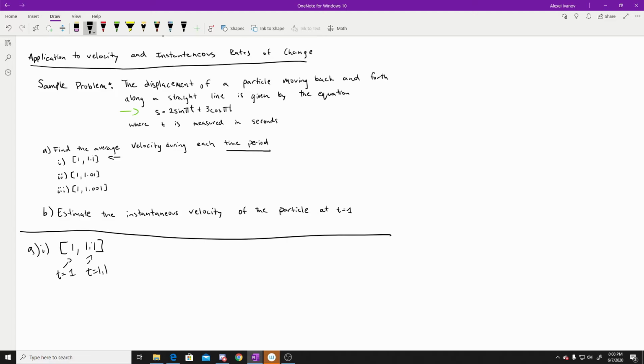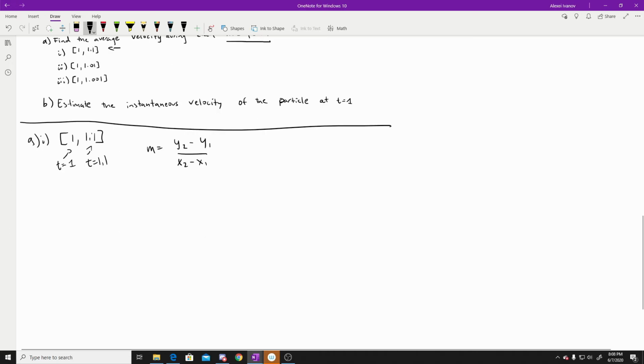So if we go back to the beginning of the lesson, we know that to find the slope between two coordinates, we can use this formula right here. And we can use this formula and apply it to solve this problem, except the only thing that will change is the function is no longer called y, it's called s, and the x variable is called t now. So if we use that method to find the average velocity between these two times, it will look something like this.